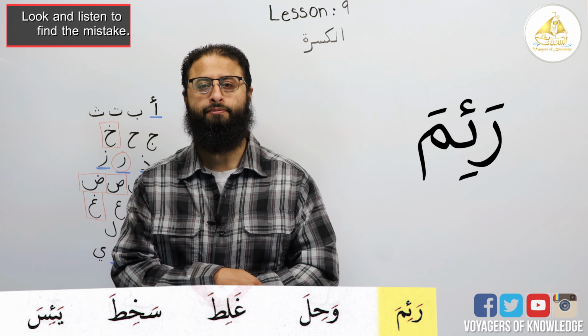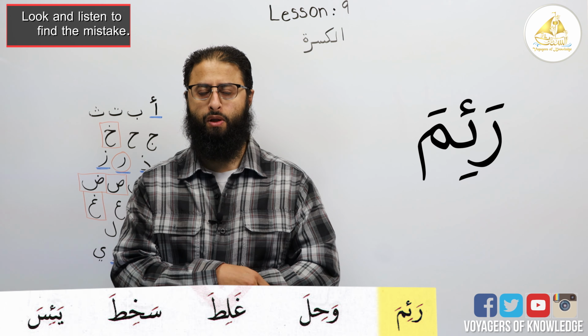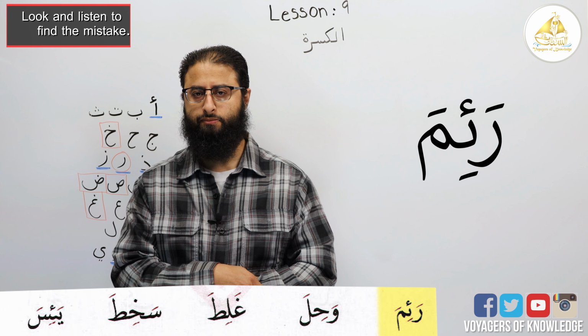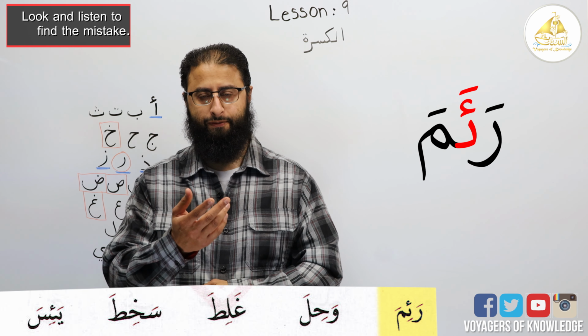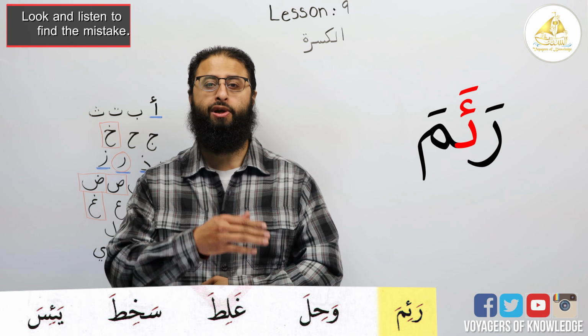Ra'ama. Where was my mistake? It was in the hamza, the alif. I pronounced it with a fatha. I said ra'a, and it should have been ra'ima. Ra'ima is the correct pronunciation. Let's go to the next word.